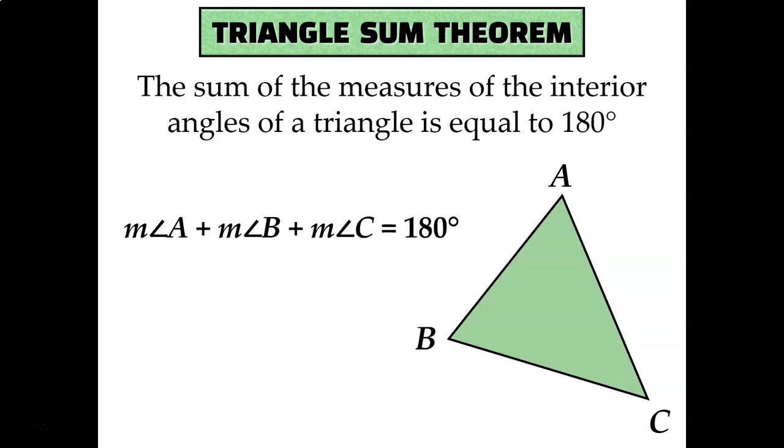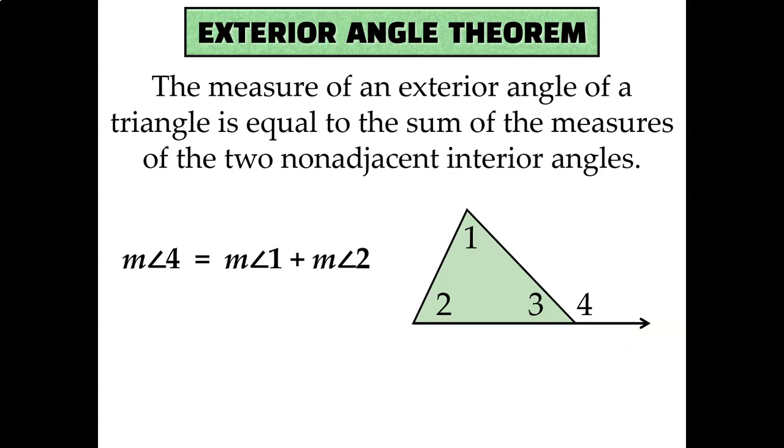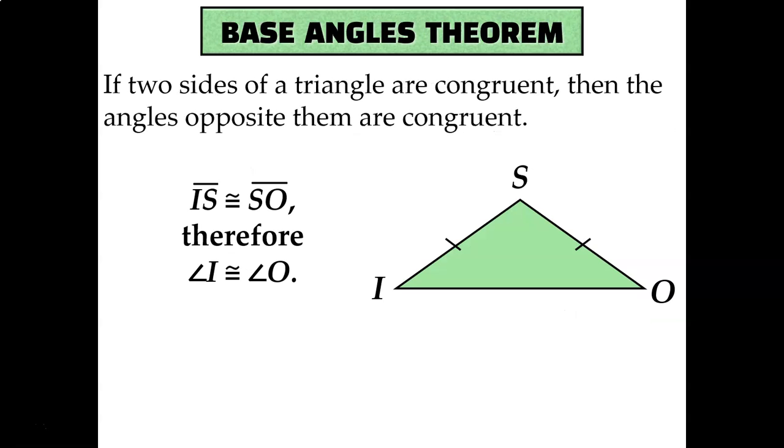The theorems, converses, and corollaries that we'll be using today are the triangle sum theorem, which tells us that the sum of the interior angles of a triangle is always equal to 180 degrees. The corollary to the triangle sum theorem, which tells us that the sum of the acute angles of a right triangle add up to 90 degrees. The exterior angle theorem, which says that an exterior angle of a triangle is equal to the sum of the two non-adjacent interior angles.